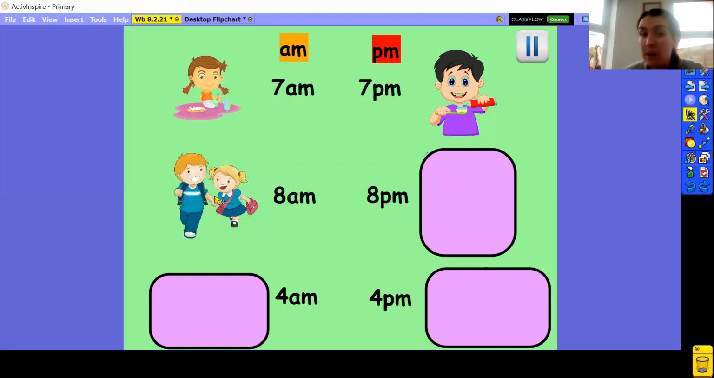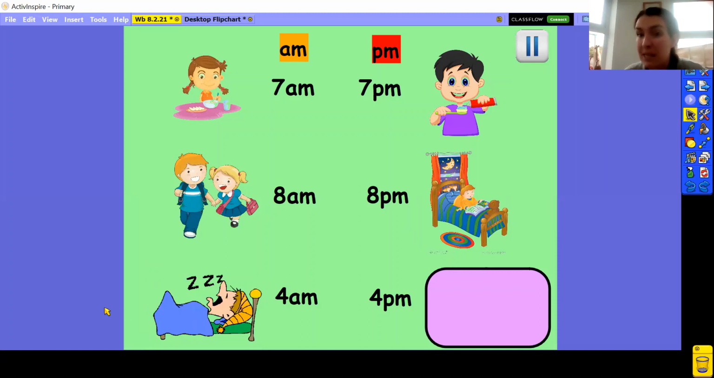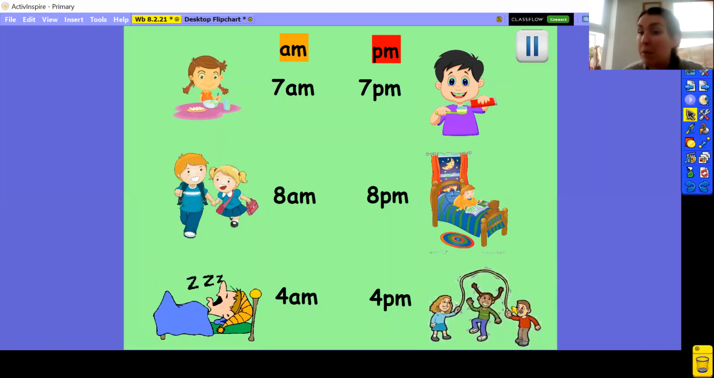8 AM, you might be on your way to school. 8 PM, you might be ready for bed. 4 AM, you will hopefully be asleep because it's the middle of the night. And 4 PM, you might be out playing with your friends. So you can see that AM and PM are quite important because the things that you do at the AM times, you're not going to do at the PM times.